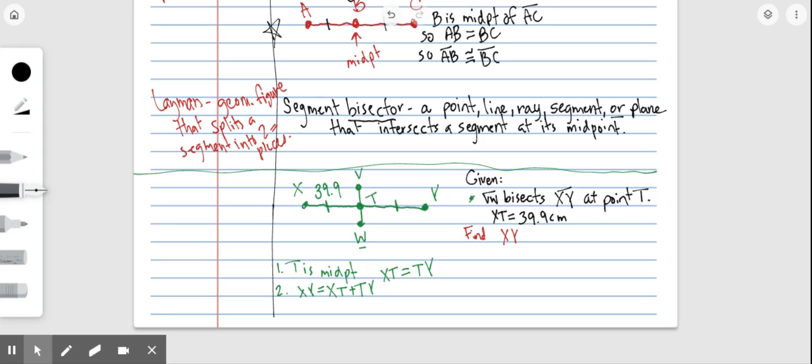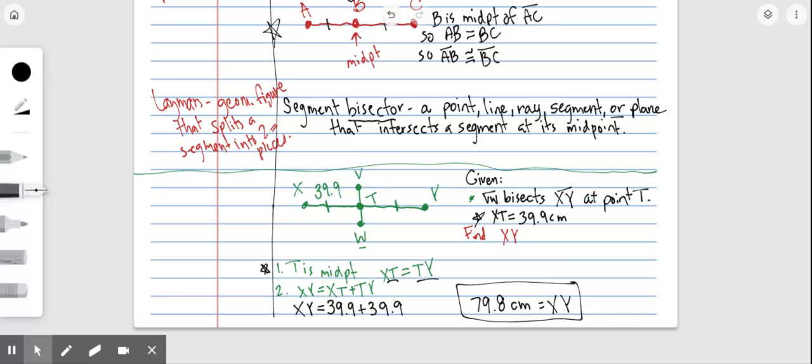and I'm going to plug in the only number that I know, and that's that xt equals 39.9. So I do 39.9. But wait, from step 1, I know that xt is the same as ty. So then where ty is, I'm also going to plug in a 39.9. And that's going to equal xy. So I add these two together, and I get 79.8 centimeters is xy. Okay.